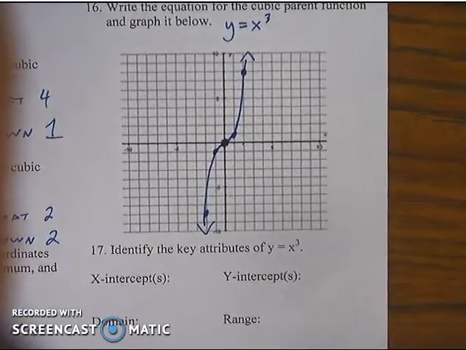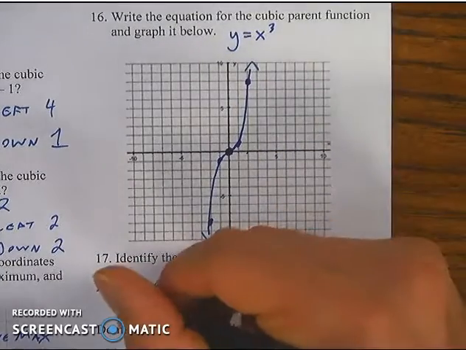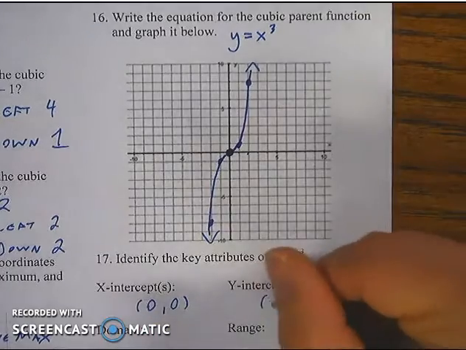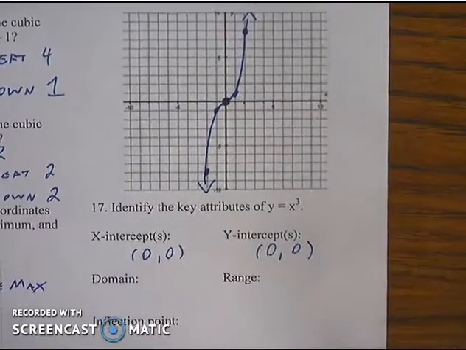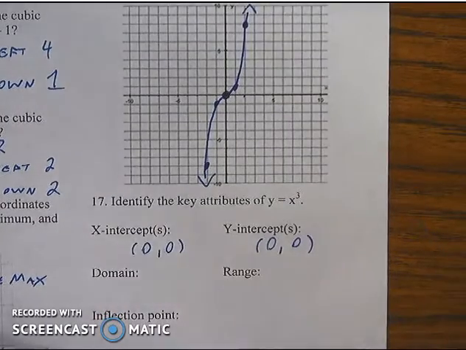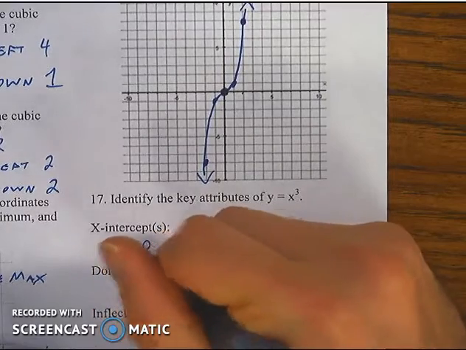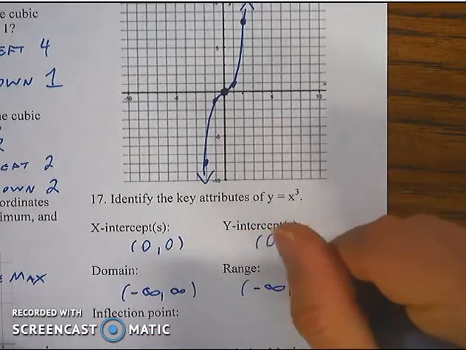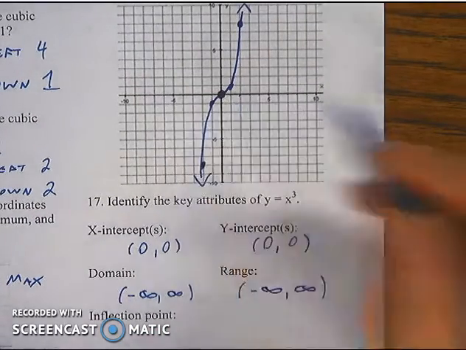So number 17, we're supposed to identify the x-intercepts. There's only one, 0, 0. And it's also true the y-intercept is at 0, 0. The domain of this thing? Well, I told you the domain and range for all cubic functions are the same. Simply negative infinity to positive infinity. The inflection point, right there, 0, 0.